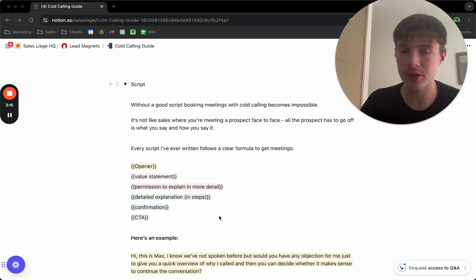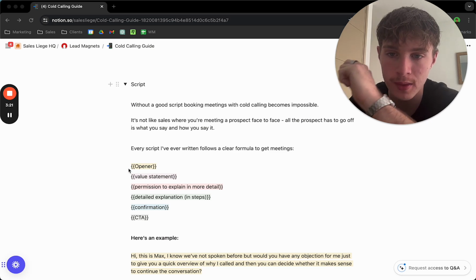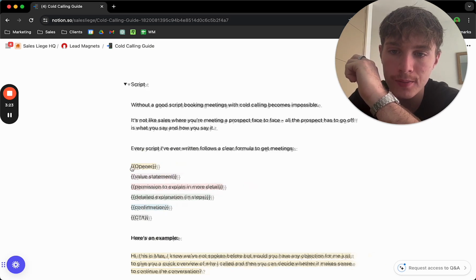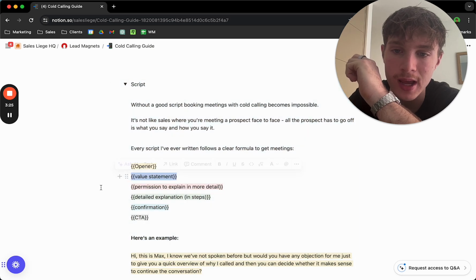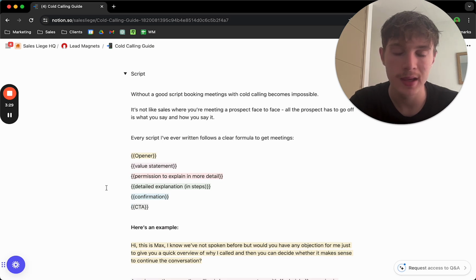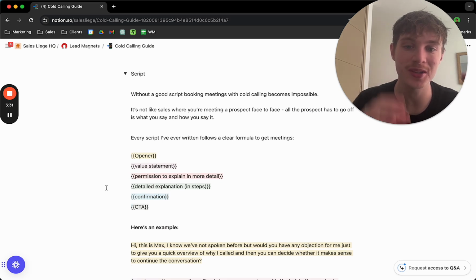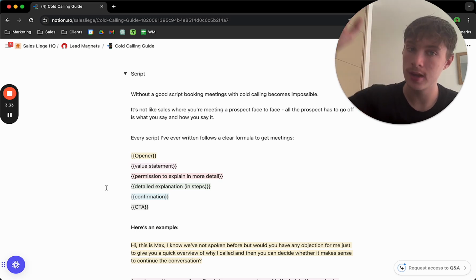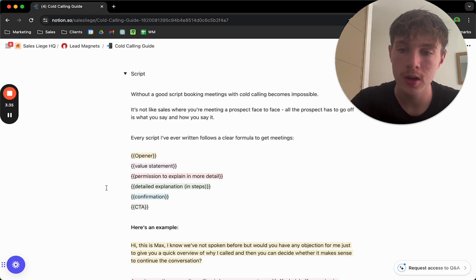So every script that I've ever written to book meetings with cold calling for myself has followed this clear formula. And this is an opener, my value statement, asking for permission to explain in more detail, a detailed explanation of what I do, so aka explaining in more detail in key steps of what I do, confirming that all makes sense, and then saying my call to action.